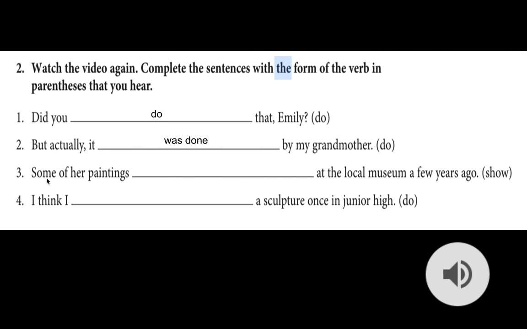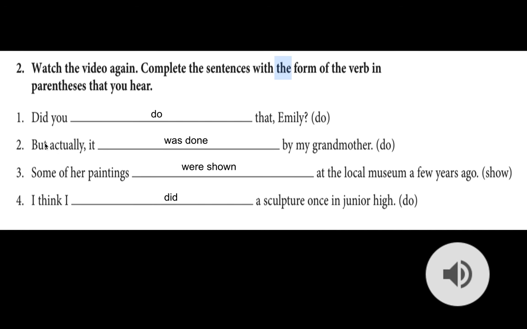Some of her paintings were shown at the local museum. So my grandmother showed her paintings at the museum. I think I did a sculpture once in junior high.